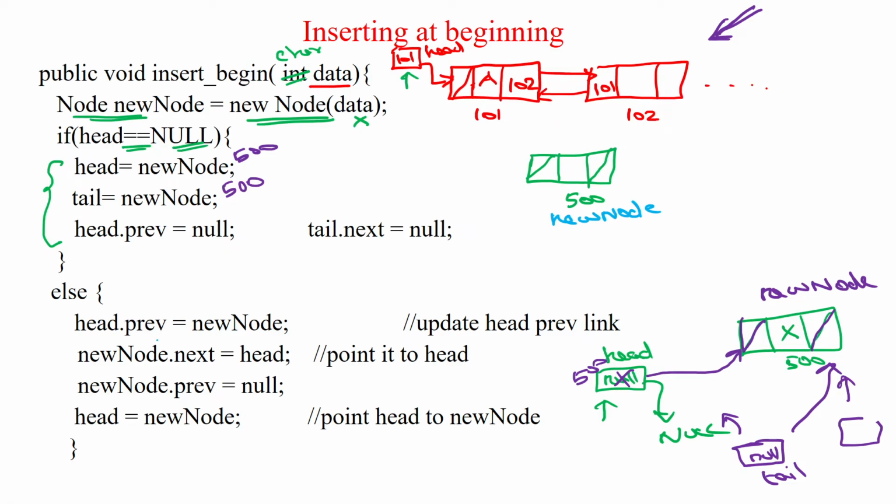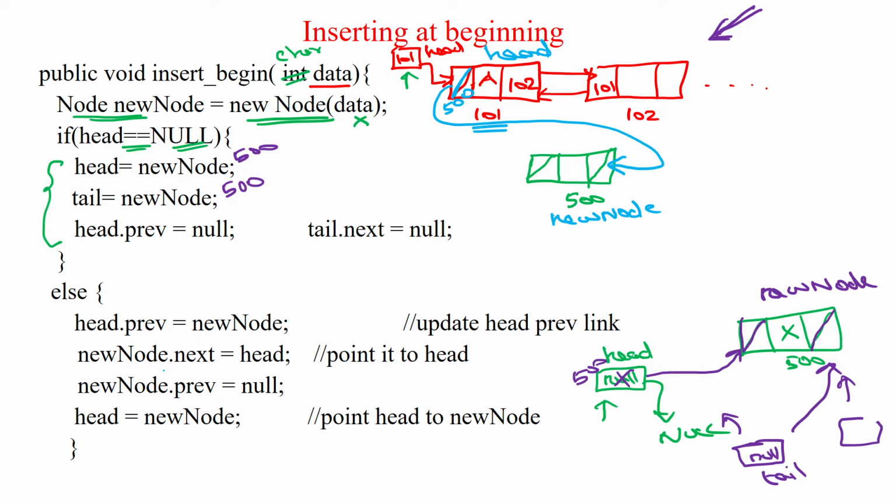So first what we are doing is head dot previous. This is the head. The head dot previous means this location. This location has to point to the new node. So now 500 is updated in the field of head dot previous.